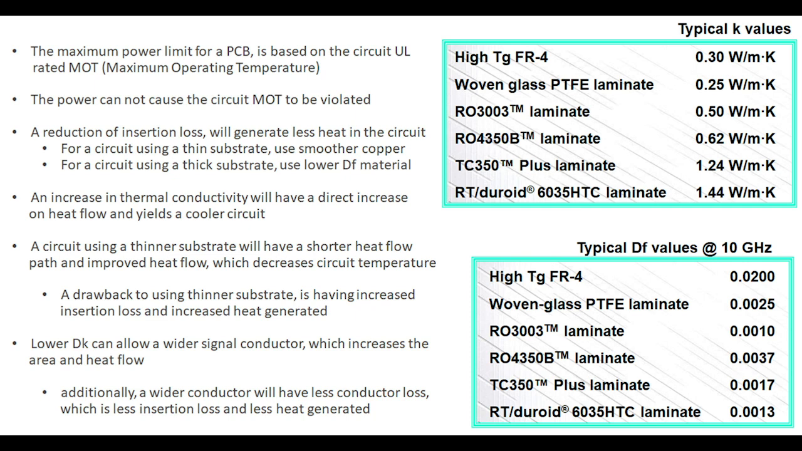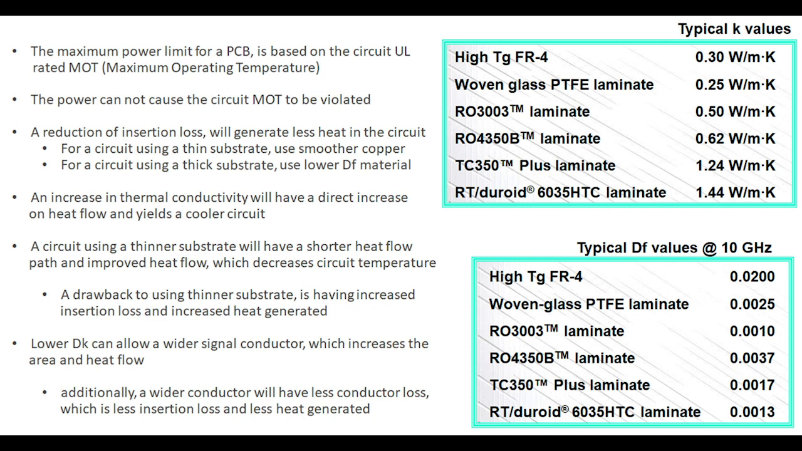Now I have FR4 in there, even though that is not an RF material. Many times with hybrid multi-layer PCBs, the heat flow path is going through the FR4, so that's why I've included that in the materials here. Now also another thing you can do is use a thinner substrate, and according to the formula, L, that's the thickness, if that is thinner, then that is going to cause a shorter heat flow path and also improved heat flow, increased heat flow, and again that's going to decrease the circuit temperature. That's a good thing. However, when you have a thinner substrate, normally the insertion loss is increased, so you need to consider the difference of insertion loss if you go that route.